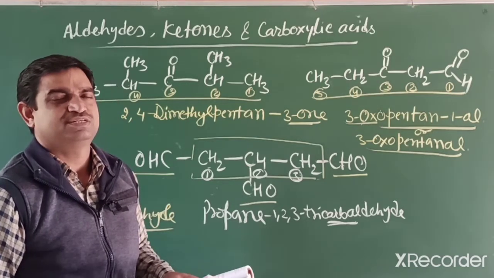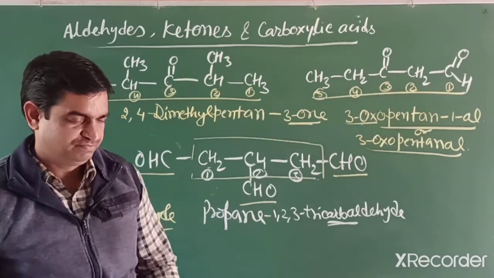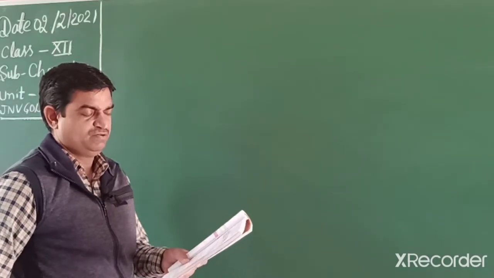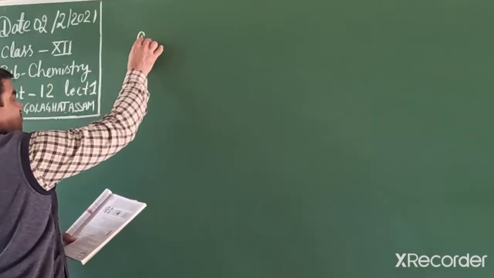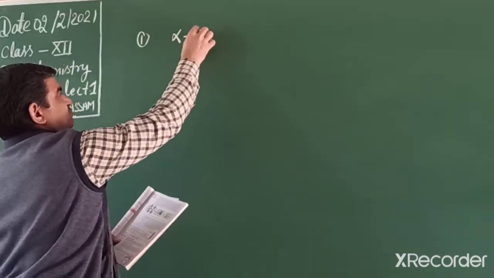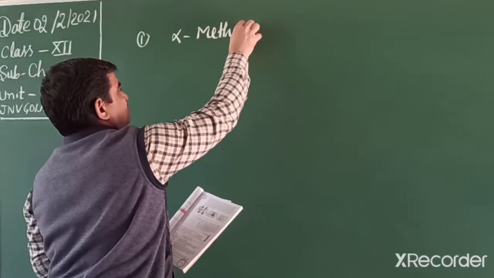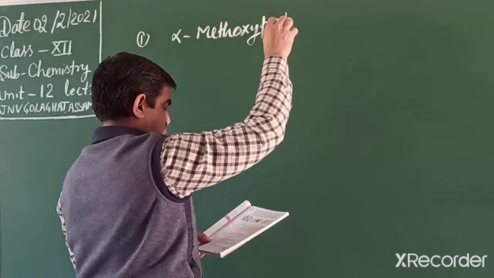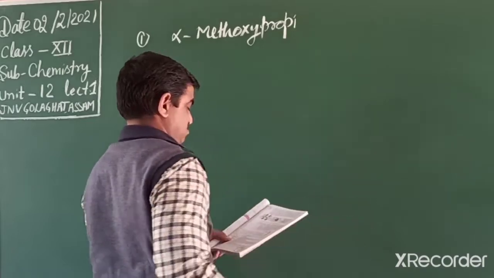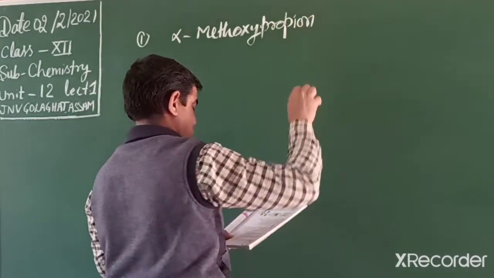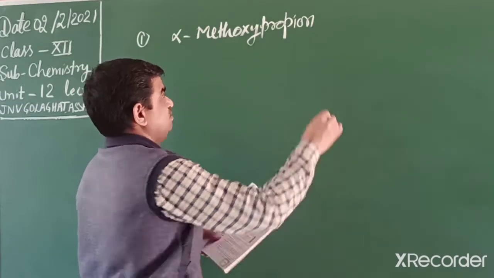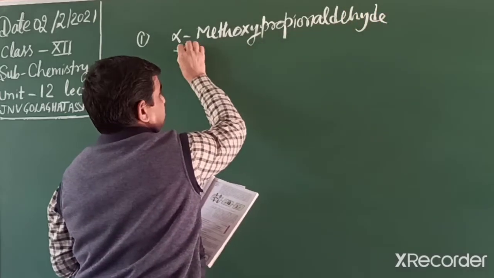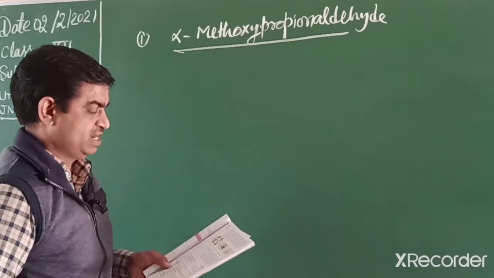You can find different common names and their IUPAC names also given. So you can see in your NCERT book. Now we will discuss the structure of the carbonyl group. Now students, we will write some structures of given compounds in your book. First one, alpha-methoxy propionaldehyde. This one is a common name and we have to write its structure.